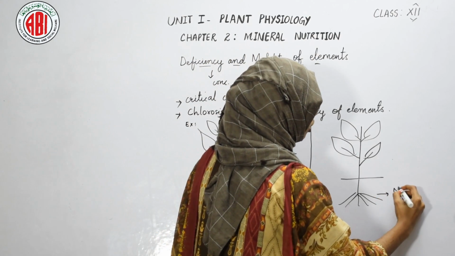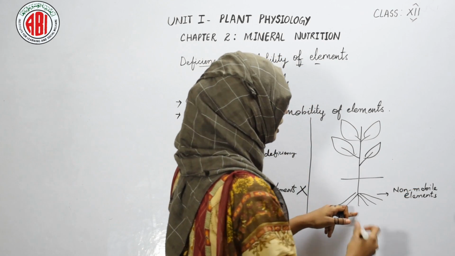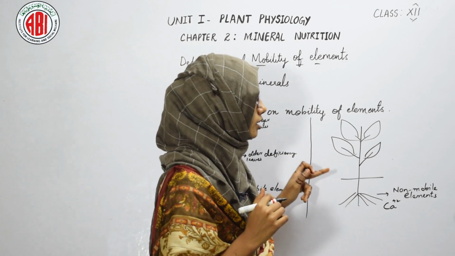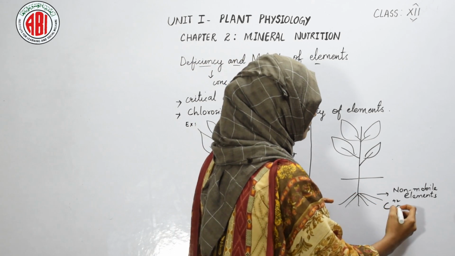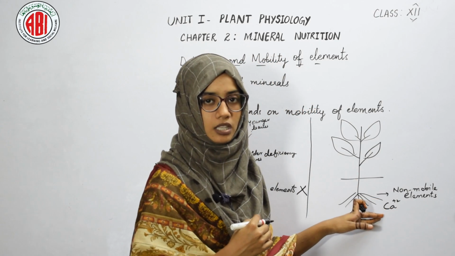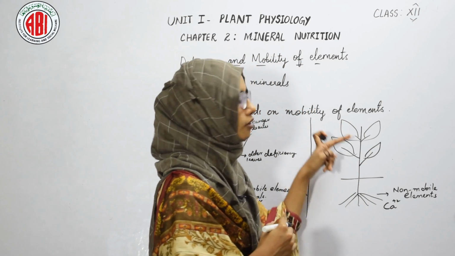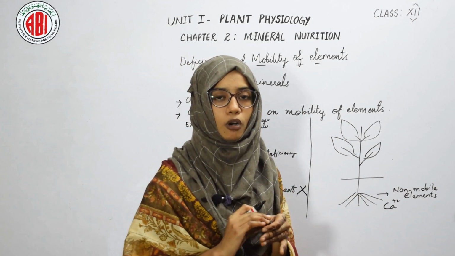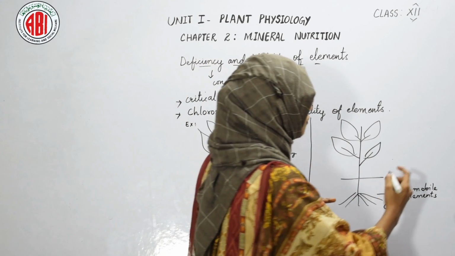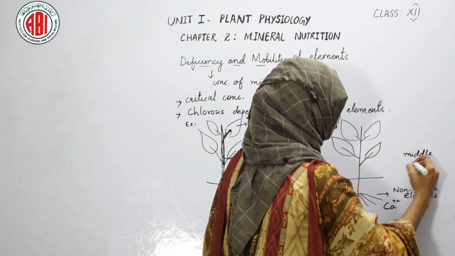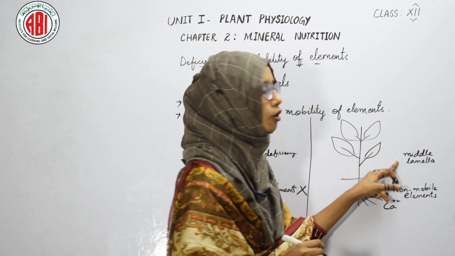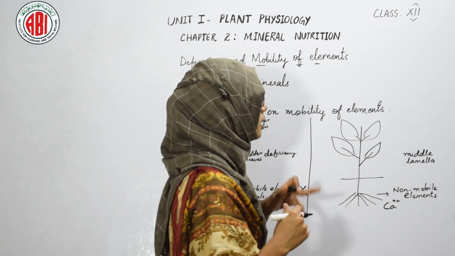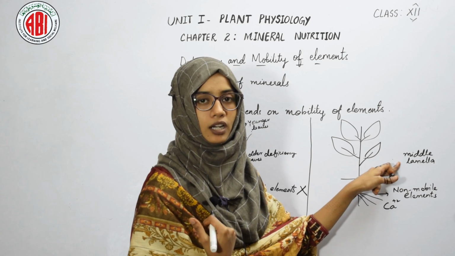We'll be taking some non-mobile elements. The non-mobile elements include calcium ions. Calcium is the only element out of all the 17 elements which is non-mobile. In normal conditions, when calcium is available in the soil, it is absorbed by the roots and transported to the different parts of the plant. And these calcium ions help in the formation of the middle lamella of the cell wall. The middle lamella is made up of calcium pectate, therefore calcium helps in the formation of the cell wall. When it reaches the middle lamella of the cell wall, it becomes non-mobile.